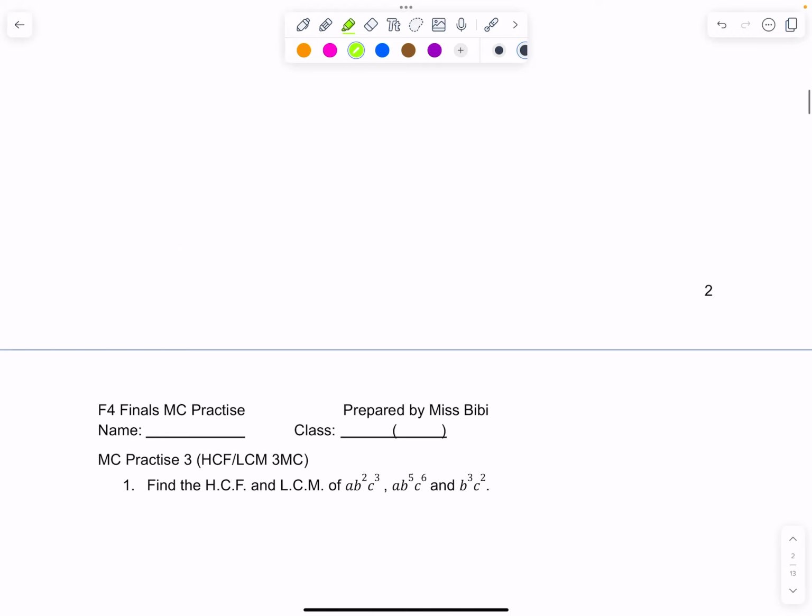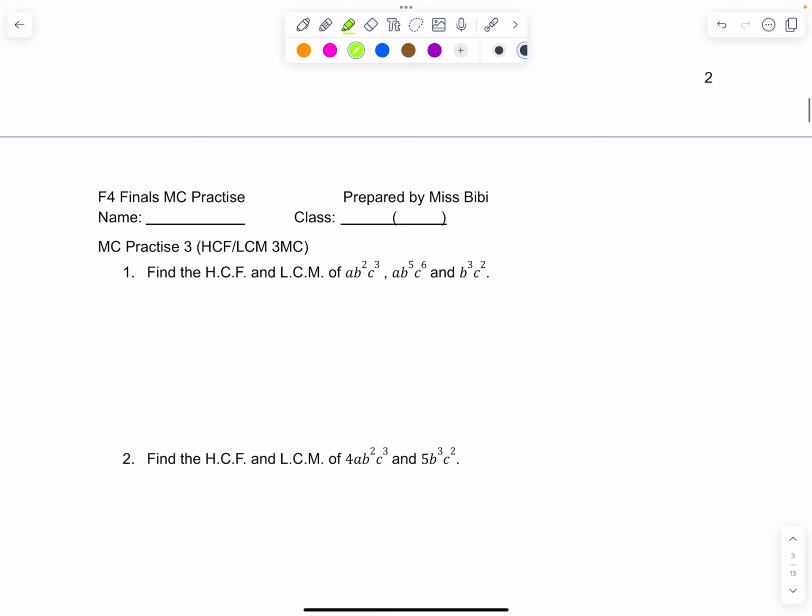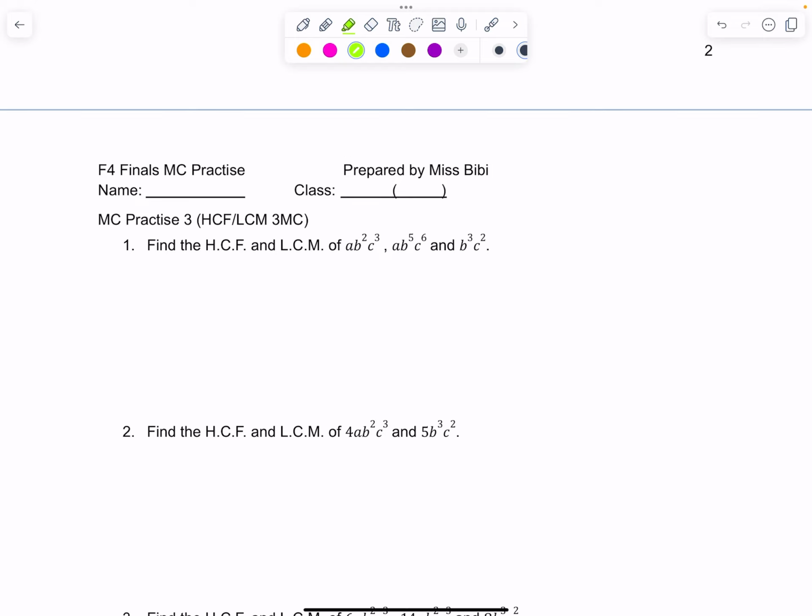The rest you guys do it. I can do the next one, because that does not require a calculator much to find the HCF and LCM.